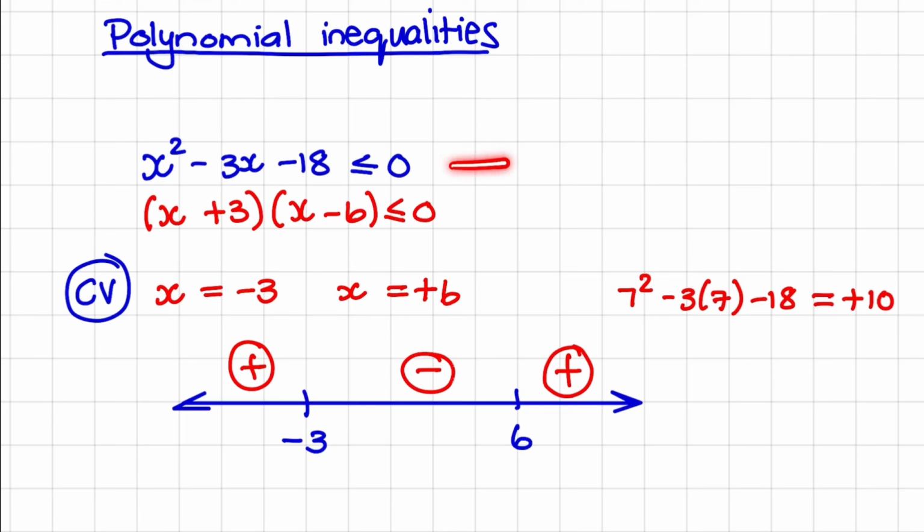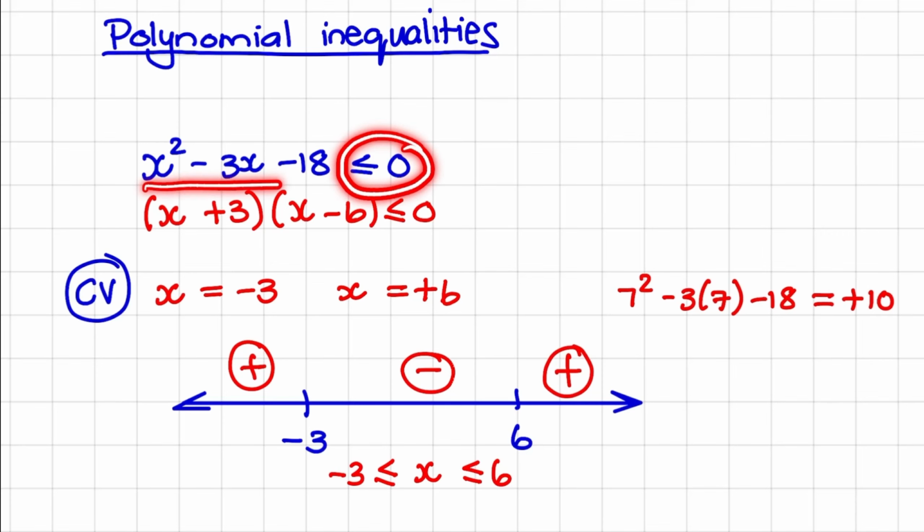So in order to solve our inequality for where is x smaller or equal to 0, we look at the space where the equation is negative. So where it's negative, it will be smaller than 0. So x must be smaller or equal to 6 and bigger or equal to negative 3 in order to find values that will satisfy this inequality.